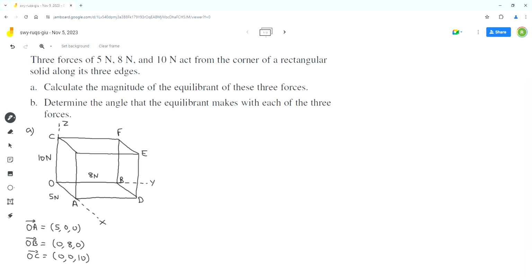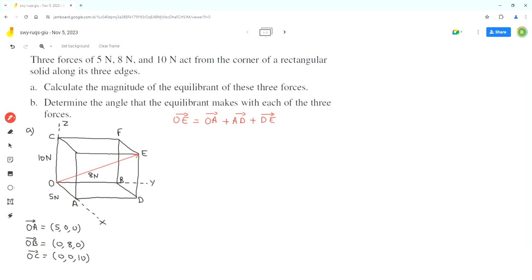Now the resultant of these three forces that act along the edges of this rectangular solid can be represented by the diagonal OE. So we have to write vector OE in terms of OA, OB and OC. Vector OE goes from point O to point E. An alternate way to go from point O to point E is to go from O to A, then from A to D, and then from D to E. So we can break down vector OE into OA plus AD plus DE.